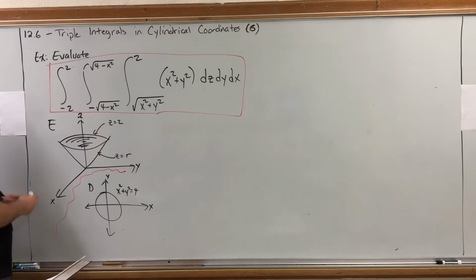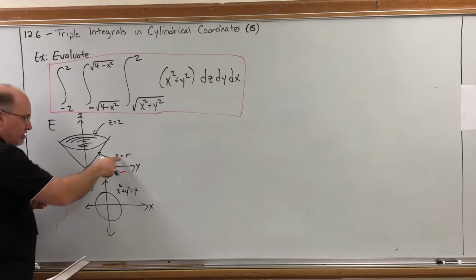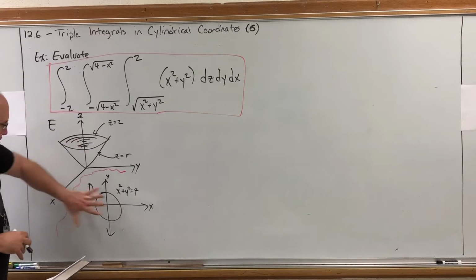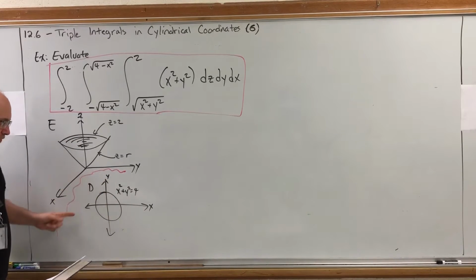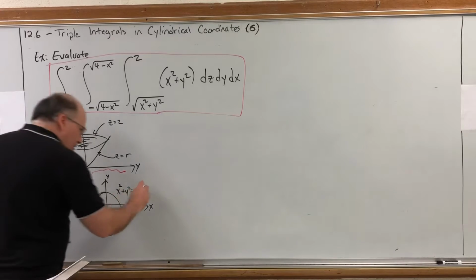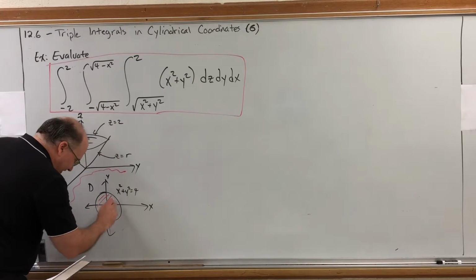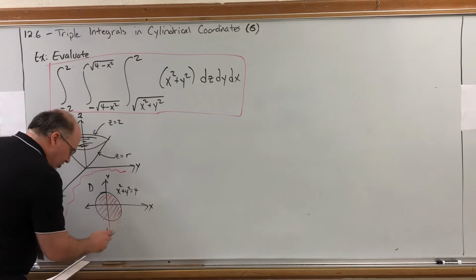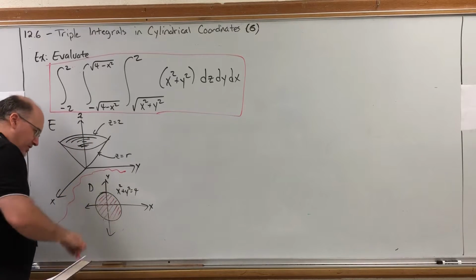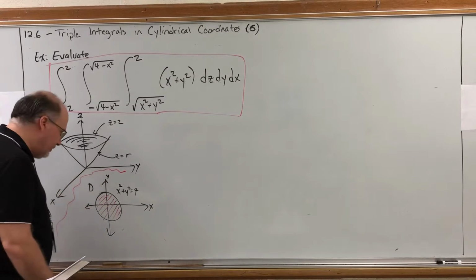The solid was bounded on the top by the plane z equals 2, and on the bottom by the cone z equals r. The projection in the xy plane was just a circle of radius 2, but we haven't defined that in terms of polar coordinates yet. Not that hard to do. A circle, and technically I should say a disk. A circle is the boundary around it. The disk is this boundary and the interior.